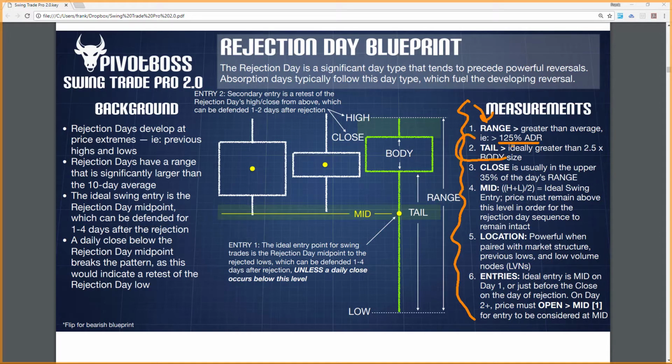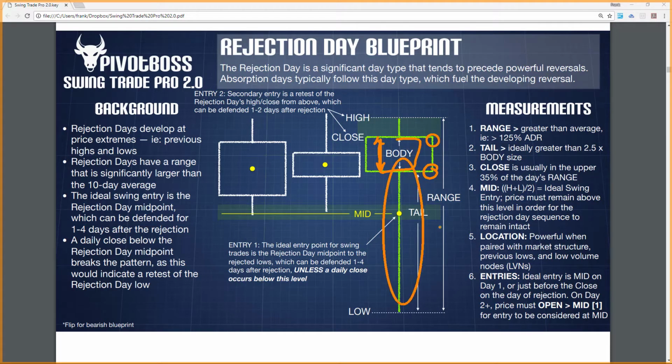The tail is this part. That's the tail. And ideally, that part of the range is usually about 2 to 2.5 times larger than the body. The body is the distance between the open price and the close price. This is the open, this is the close, that's the body. So this tail would be at least 2.5 times greater than the size of the body.